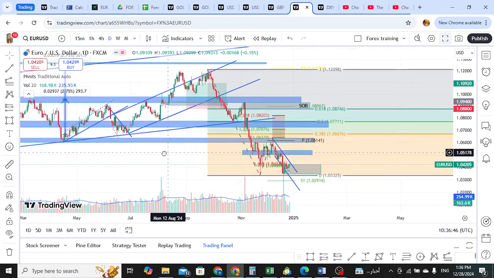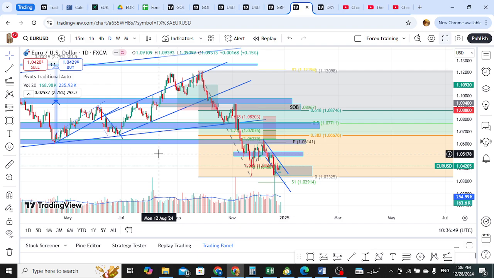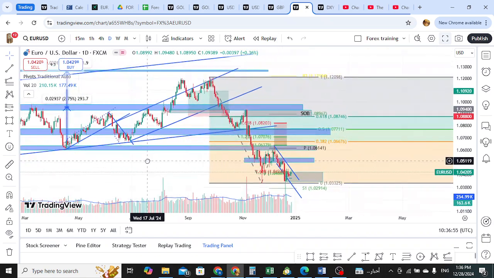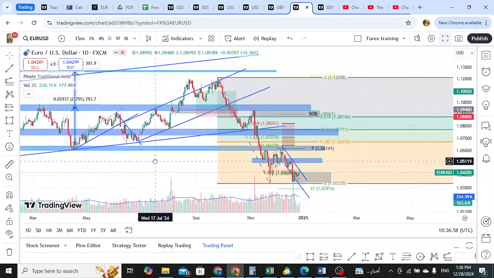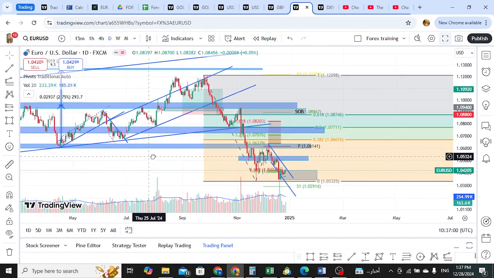Something I didn't show you is how I incorporate RSI into my analysis. It's not one of the major tools that I use, but I use it as an additional confirmation as well.